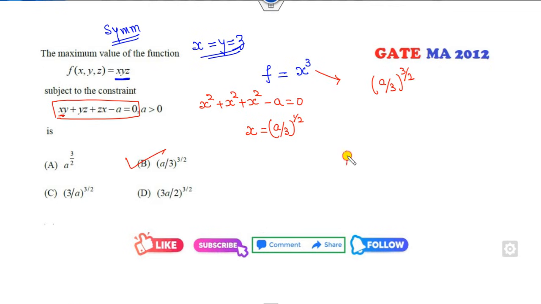No need to apply the Lagrange multiplier method or any other approach. Whenever you find the symmetric, solve like this way.